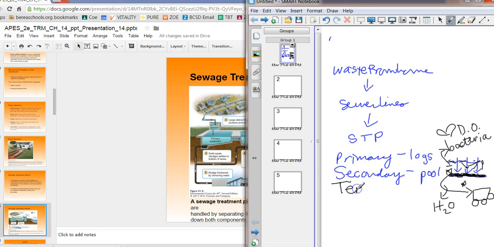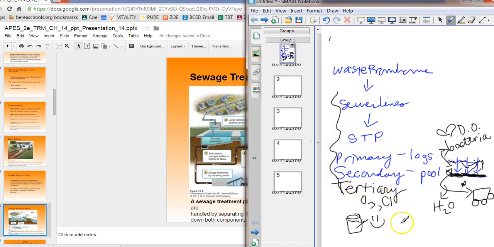And then after that is tertiary. Now, not a lot of sewage treatment plants have tertiary treatment. Tertiary involves the use of ozone and the use of chlorine to disinfect the water. And so then at the very end, you have this clear glass of clean water. When we used to go on field trips, the guided tour guy would actually drink this water, just to prove all the work that they do to get it to that point.